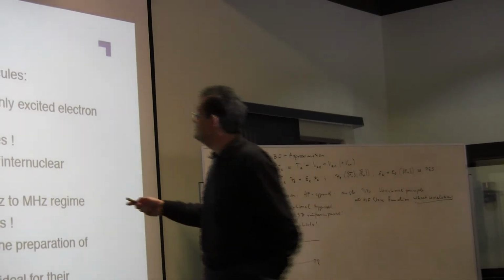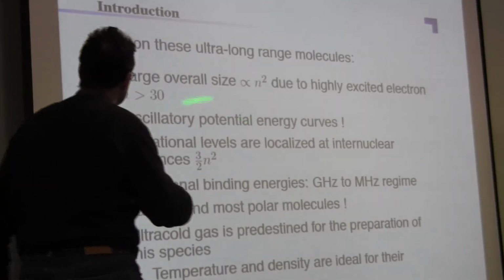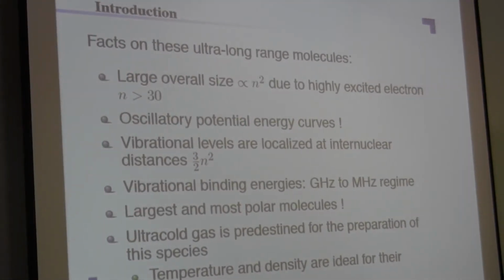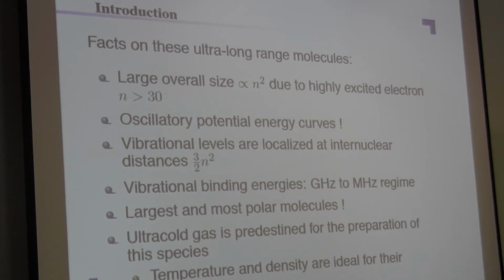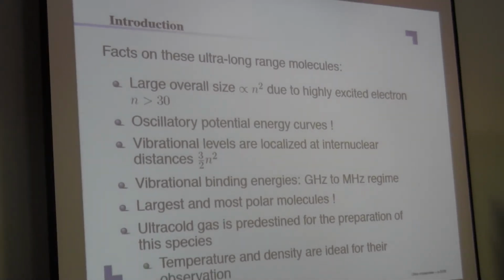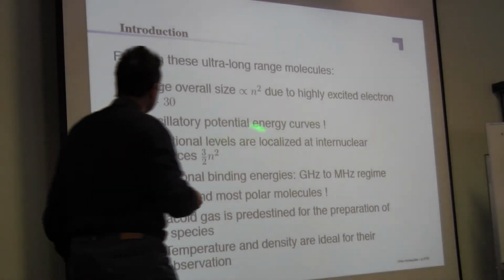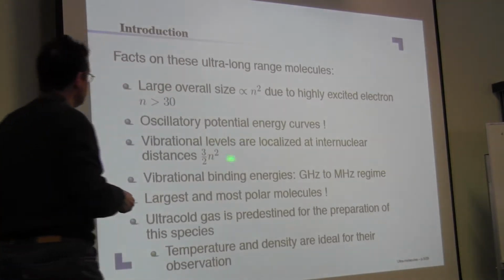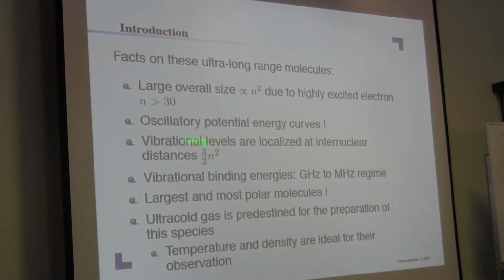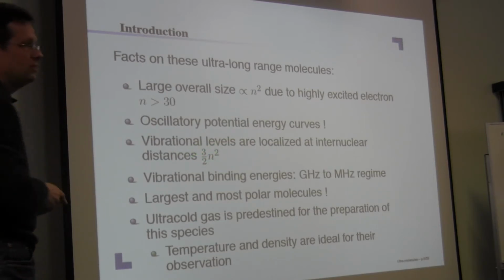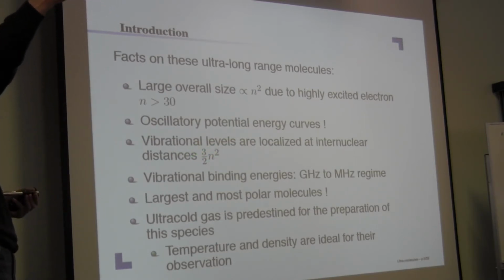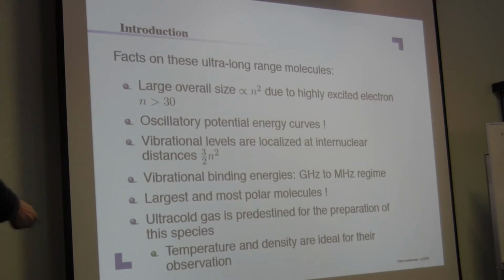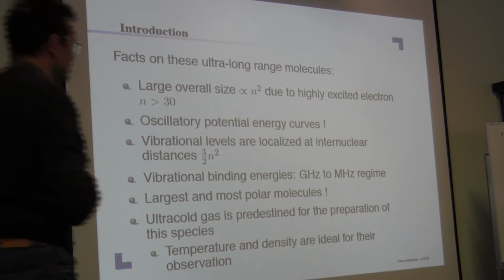Now, these ultra-long-range molecules have an oscillatory behavior, as you shall see in a minute. So that's not just these type of curves, but this kind of oscillatory behavior. So that's already quite weird, yeah? And in these individual minima, you have vibrational states that can be localized, that can be delocalized, and these new equilibria occur typically at very large distances, 3/2 n squared, n being the principal quantum number. Then you have these vibrational bound states out there in the gigahertz or the megahertz regime.